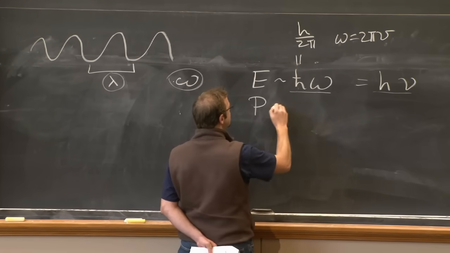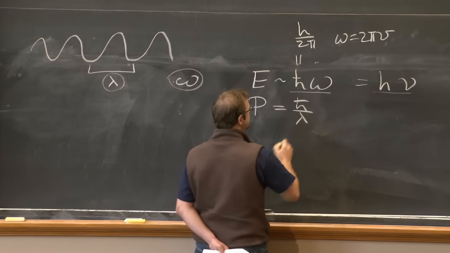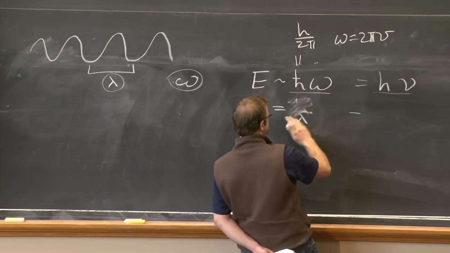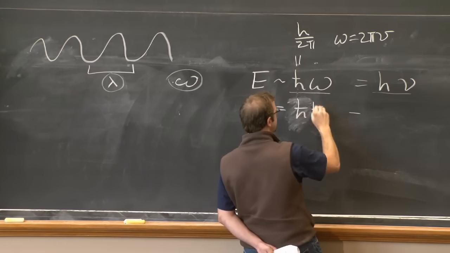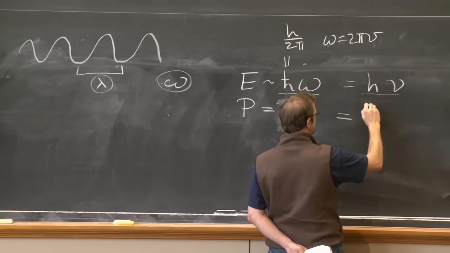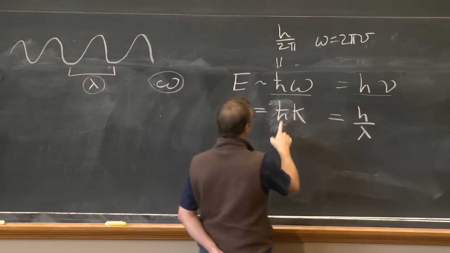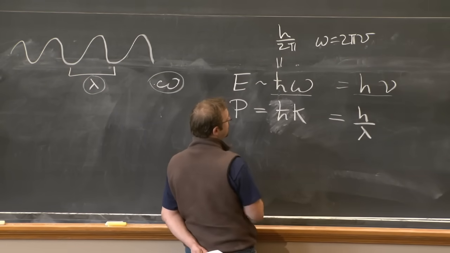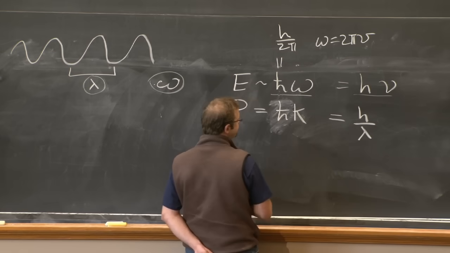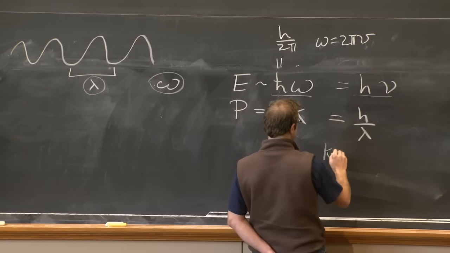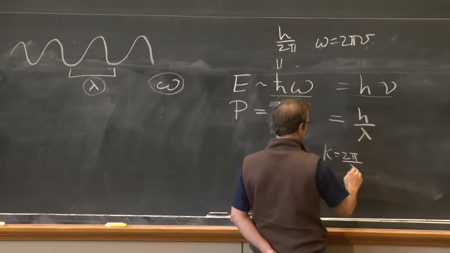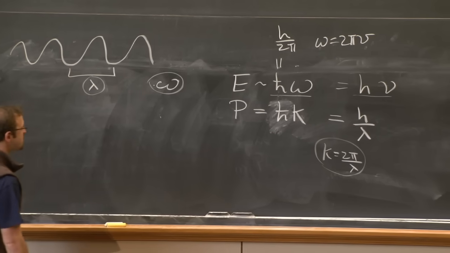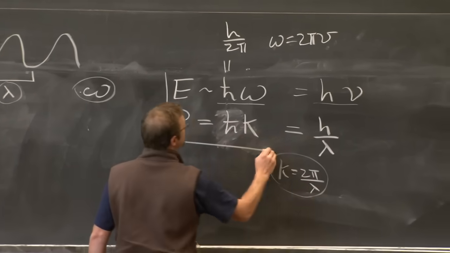And the momentum is equal to h upon lambda, which I'm going to write as h bar k, which is equal to h upon lambda, where here again h bar is h upon 2 pi. And so k is equal to 2 pi upon lambda. So k is called the wave number, and you should have seen this in 803. So these are our basic relations for light.